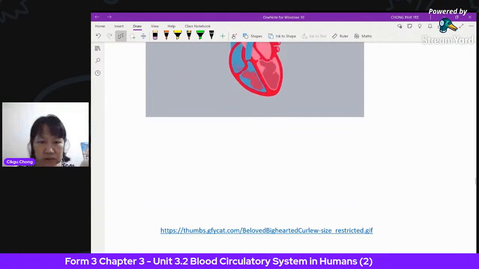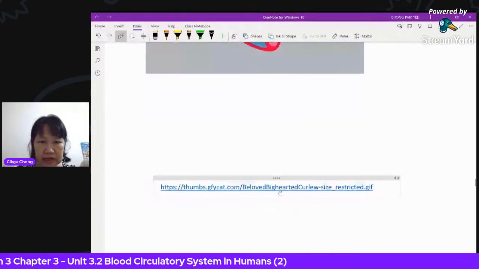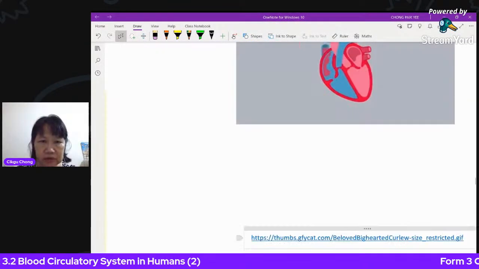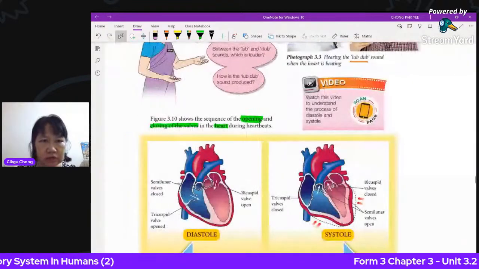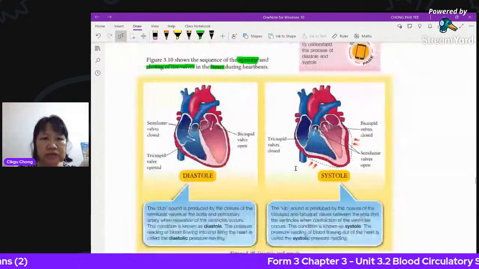还有一个 video 让你看呢。等下那个这个 video. Okay, never mind, not so important. Okay, this one. Let's go to this one. How is the loop doop sound produced? Okay, we go to loop first.